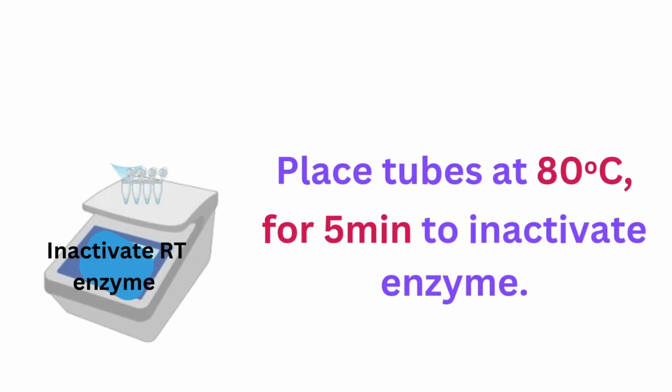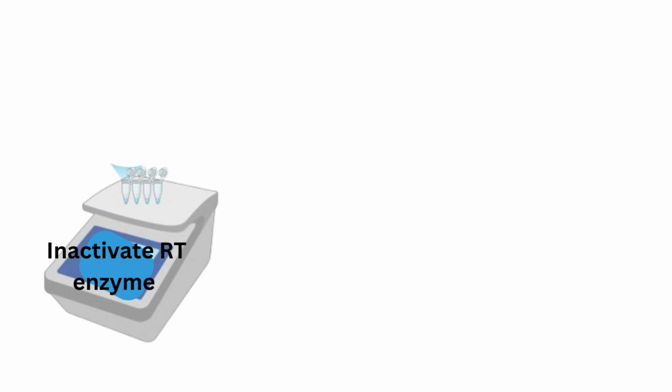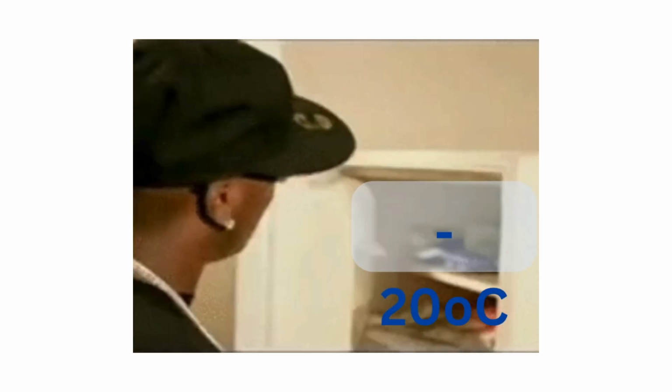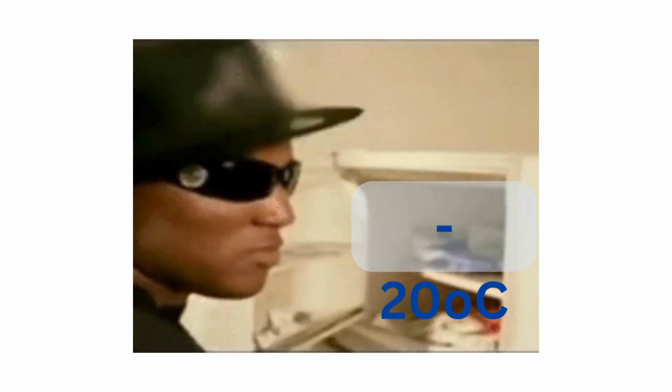Once that's done, we want to inactivate the enzyme, the reverse transcriptase. So we go ahead and place it at 80 degrees Celsius for 5 minutes in order to inactivate the reverse transcriptase. And voila, the complementary DNA is now ready. If you're not ready for PCR, you can pop it at minus 20 degrees Celsius until you're ready. This product can now be used in PCR reactions.